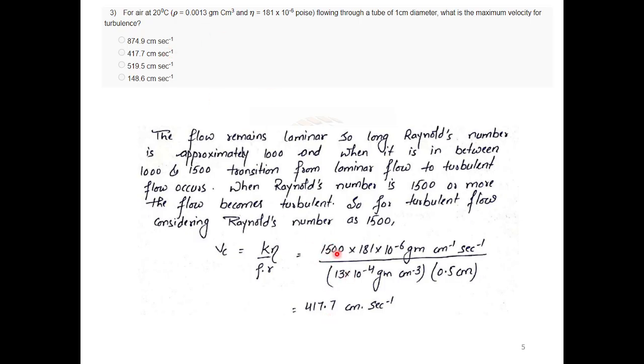This is 1500 into 181 into 10 to the minus 6 gram per centimeter per second. Below is the density in gram per centimeter cubed, so in the denominator you have centimeter to the minus 3, and then centimeter to the minus 1 from the radius. Working out the units, you get centimeter per second. So this is the unit of velocity, the maximum velocity.